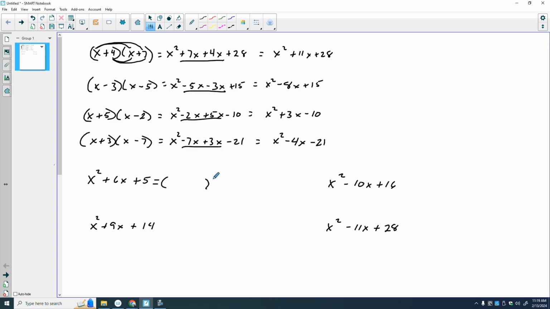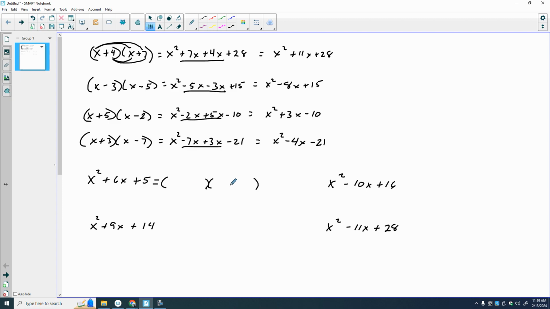First question. Is there something common? Go back to what we did before. Is there something common, or is there a common factor in all three terms? No. There's no x in all three, and there's no number that evenly divides into all three. So move on to the next step.